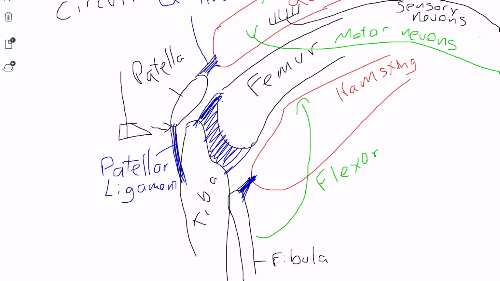Our sensory neurons we call afferent neurons, or afferent sensory neurons. And our motor neurons are our efferent neurons, or efferent motor neurons.